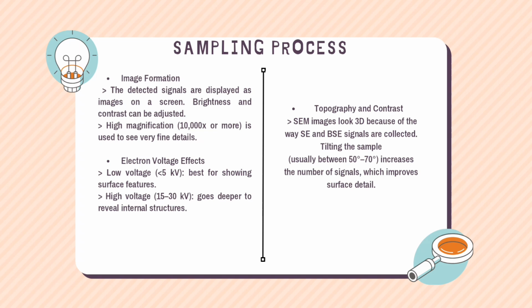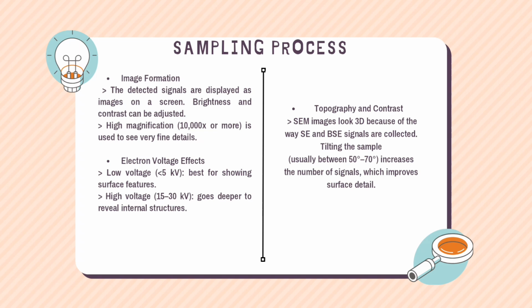Next is the effect of electron voltage. If we use low voltage, like below 5 kV, it's good for viewing surface details, but if we use higher voltage, between 15 to 30 kV, the electrons can go deeper and show what is inside the sample.